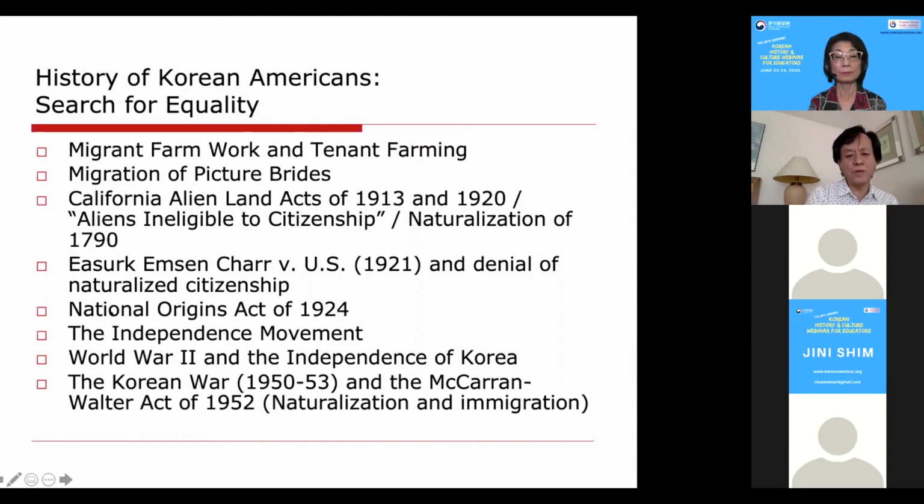Now, for Koreans, their immigration to the United States would come to an end. Even these political refugees could no longer enter the United States because in 1924, the National Origins Act of the United States stipulated that aliens who are ineligible to citizenship cannot enter the United States, right?